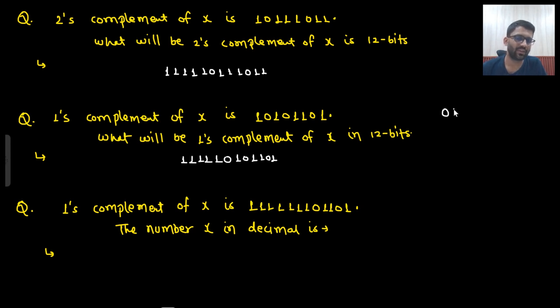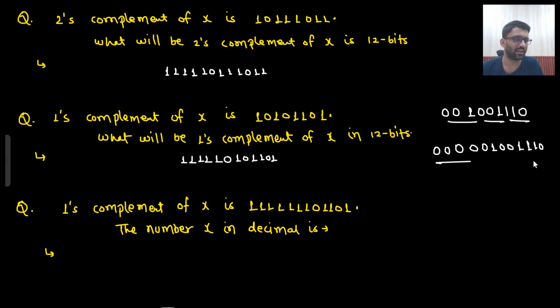If this number was 0 0 1 0 0 1 1 1 0, then what would be the answer? 9 bits are already there, I have to use 3 more bits. So I will only use the sign bit: 0 0 0, 3 more, and then the same number. So for 0 as well it is applicable. The same sign bit will be copied.